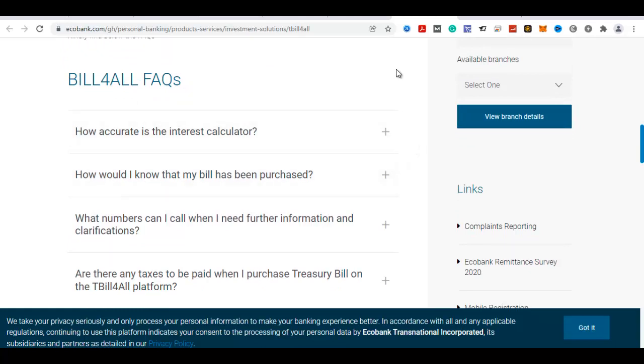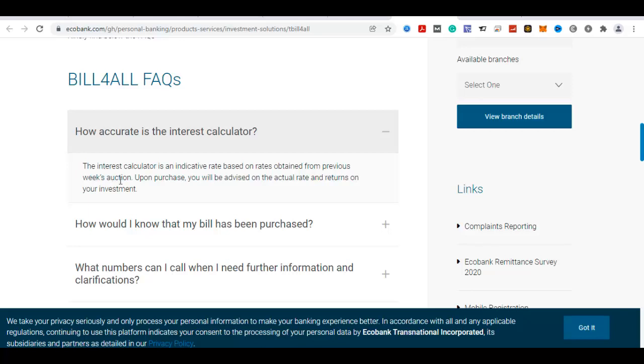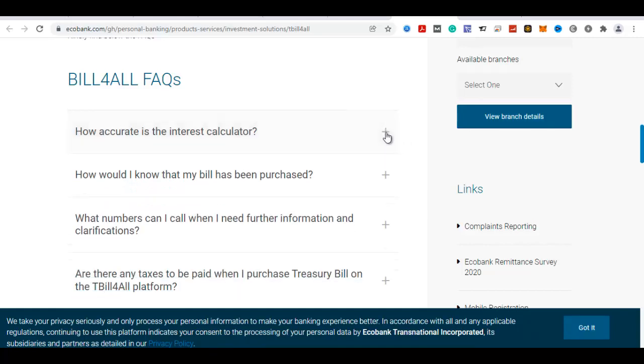When you register at the *770 hash, you fill the application and you register, you will get all these details, the interest calculator, so that you know that if I invest 100 Ghana Cedis in a 91-day bill, this is how much I am likely to earn. So you are asking how accurate it is. The interest calculator is an indicative rate based on rates obtained from previous week's auction. Upon purchase, you will be advised on the actual rate and returns on your investment. So you will know it from the beginning, before it even matures.